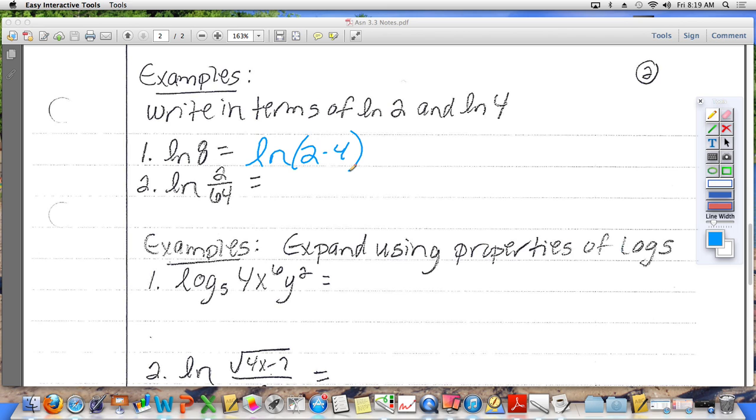I asked you to write these things in terms of the ln of 2 and the ln of 4, but right now it doesn't say ln of 2 and ln of 4, it says ln of 2 times 4. So what could I do to this now?